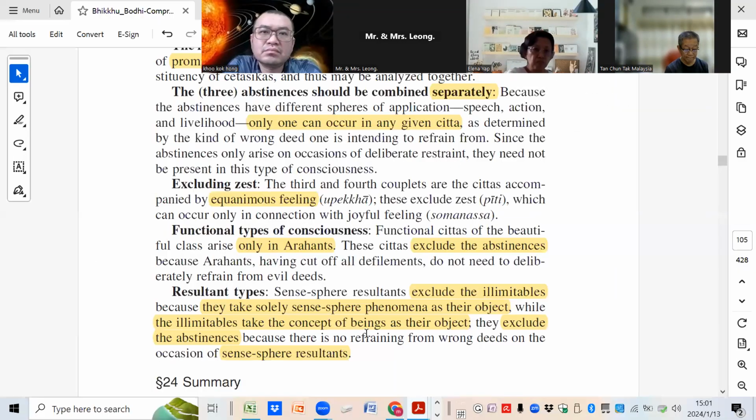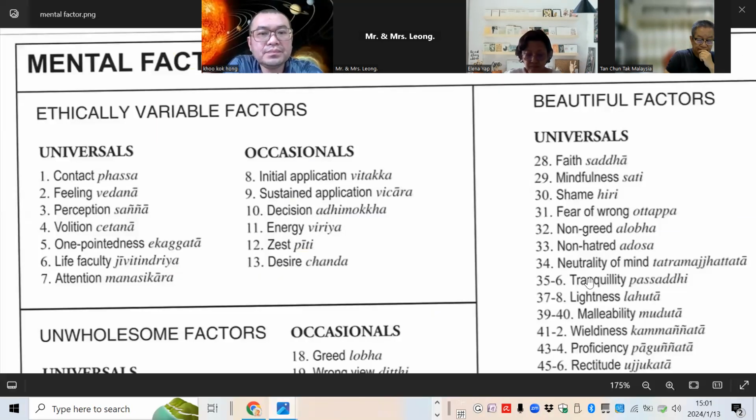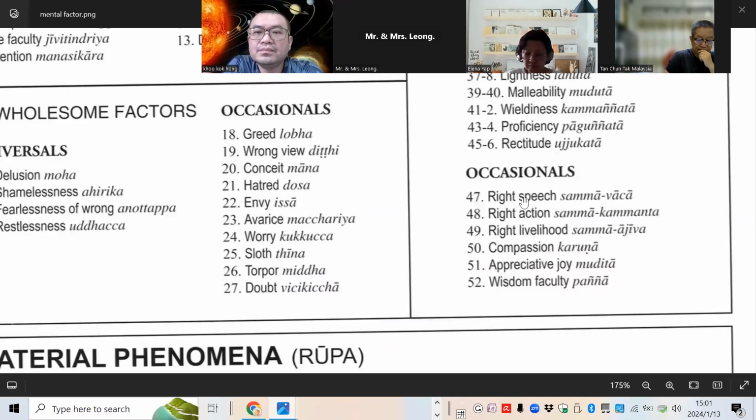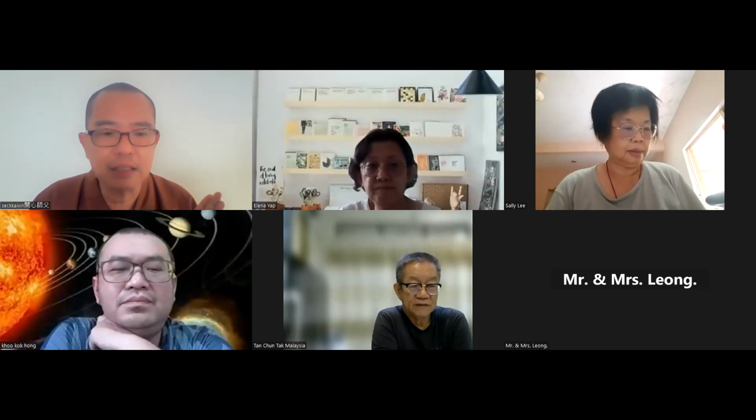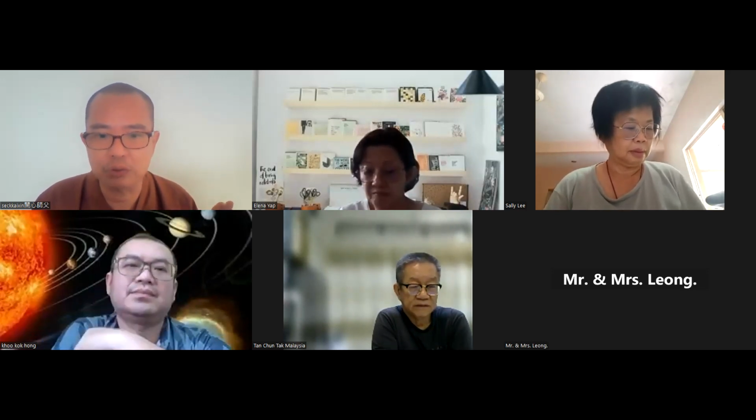So let's take a look. Here the meaning is that it's functional only for the Arahant. So in the Arahant, what happened is we exclude the abstinences. Why? Because if they are Arahant, there's no such thing as right speech, right action, and right livelihood. These three things are only applicable to mundane people, but not the Arahant. Get it? All this we will bring into the calculation. You get the point first.